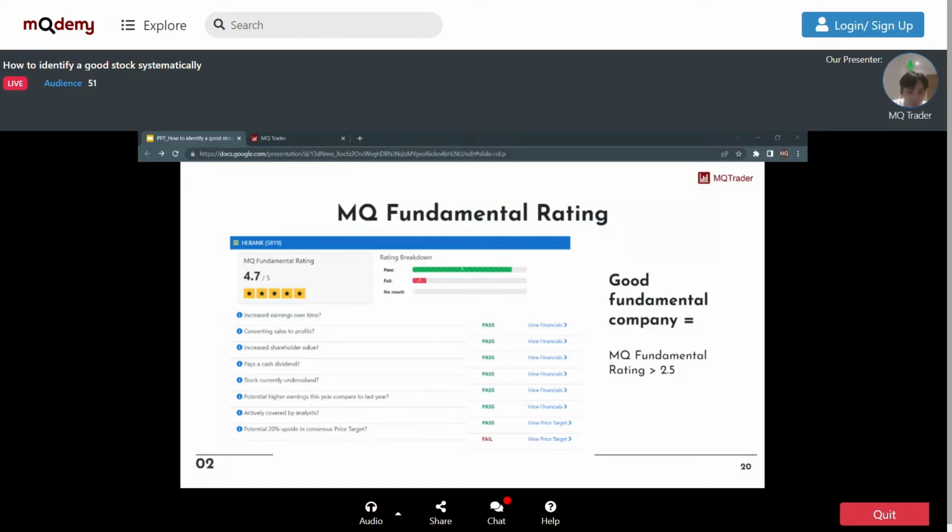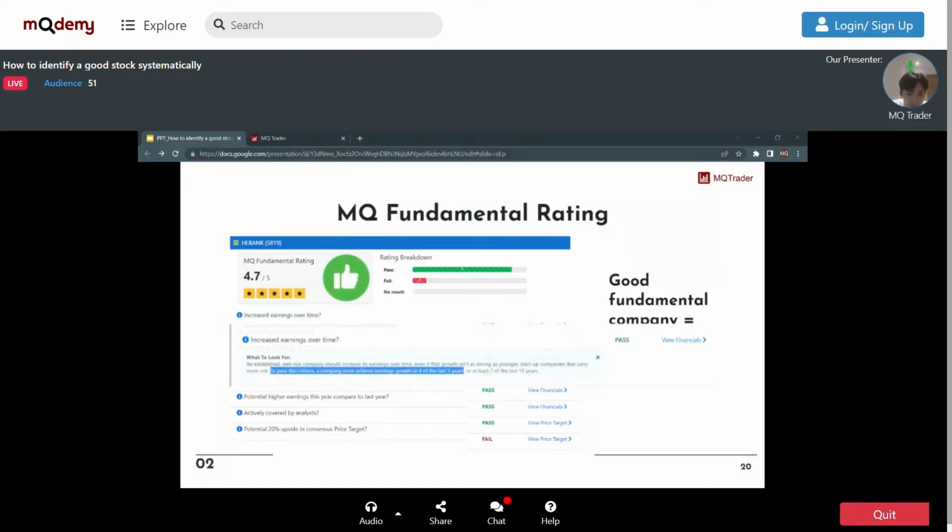For example, the first criterion, increased earnings over time: our system will take the earnings information from their financial statement and help you identify whether they have achieved growth in earnings over a few years. If the answer is yes, then our system will show pass. And it's not just this one criterion. As I mentioned, we have multiple criteria to determine whether a stock is good or not, and only if they pass these criteria can the stock get a high MQ fundamental rating.